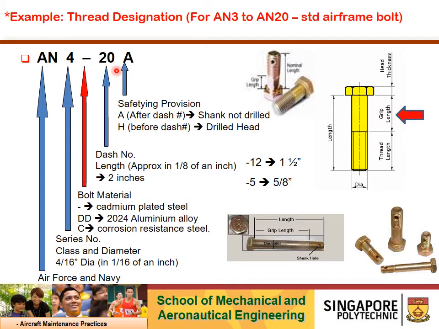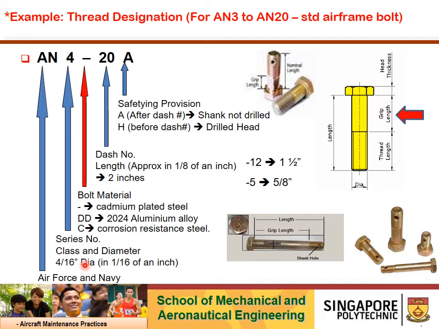So let's go through one by one. AN represents Air Force and Navy. The first number here is 4. The first number represents the diameter of the fastener. Do take note that the denominator for these fasteners is 16. For rivets it is 32, so every increment is 1 over 32 for rivets. But in this case, we are talking about fasteners, bolts.